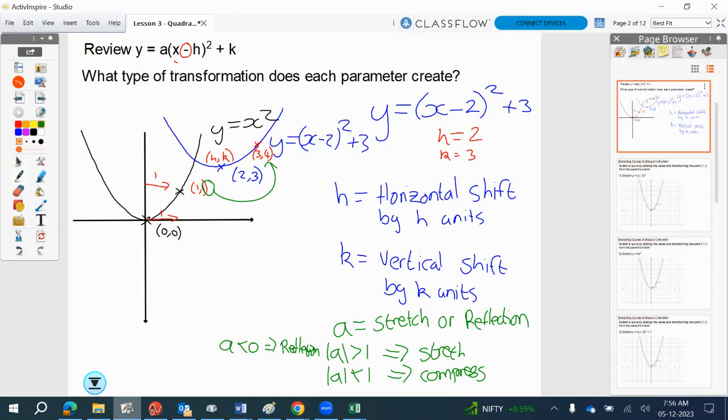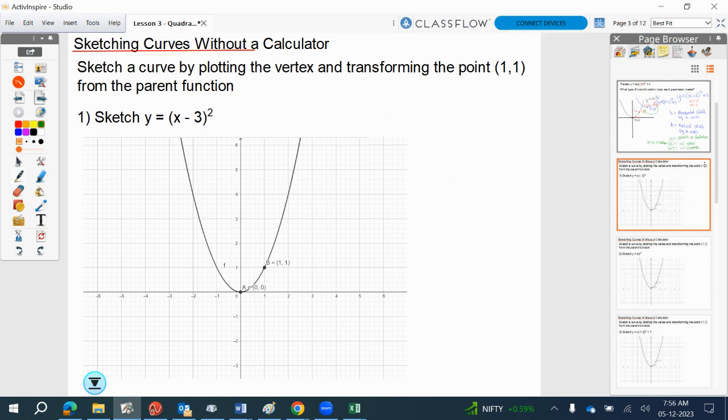Questions? So we need to sketch this without using a calculator. What sort of transformations do we see in this one?